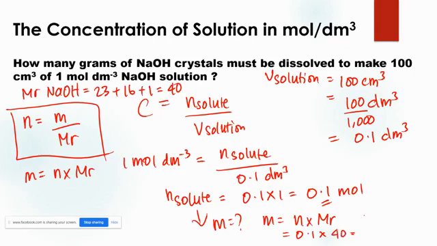The answer is 4 grams. So 4 grams of sodium hydroxide crystals must be dissolved to make 100 cubic centimeters of 1 mole per cubic decimeter sodium hydroxide solution.